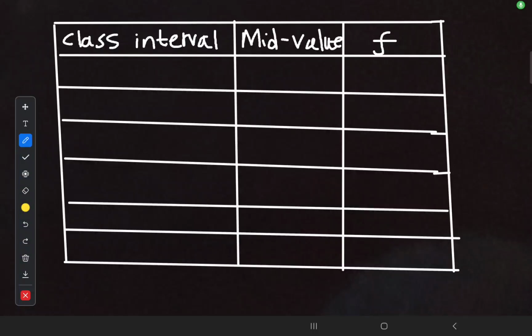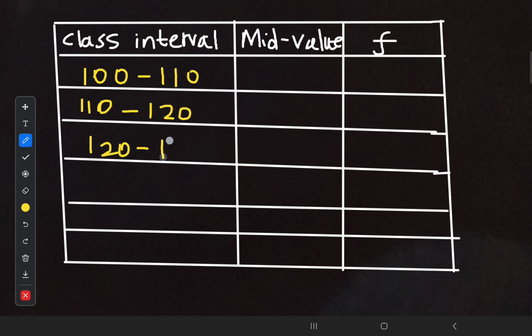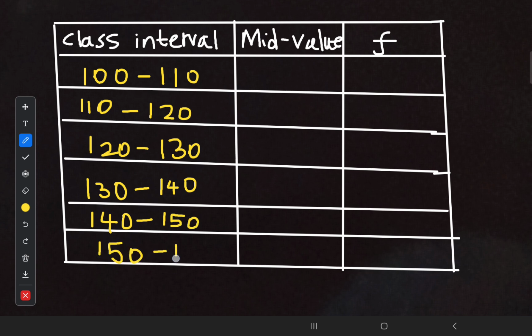Class interval, and we are going to identify the mid value and interpret the data. Class values were given as 100 to 105. No, let's write 100 to 110, 110 to 120, 120 to 130. Next interval is 130 to 140. Next one, 140 to 150. Final one, 150 to 160.